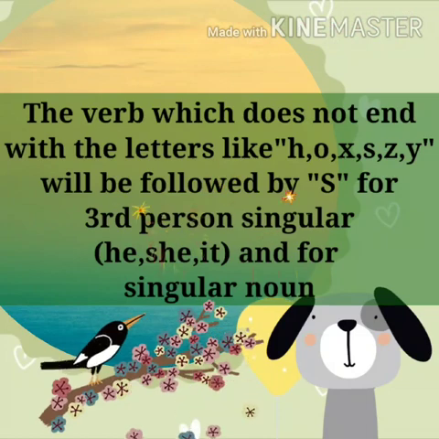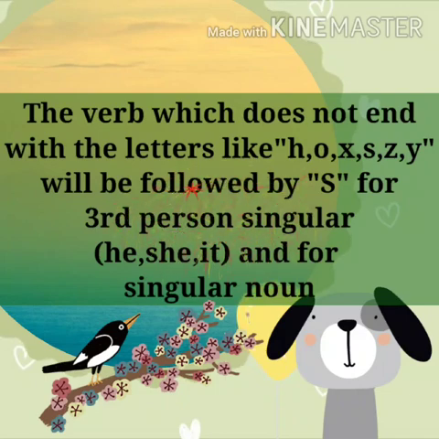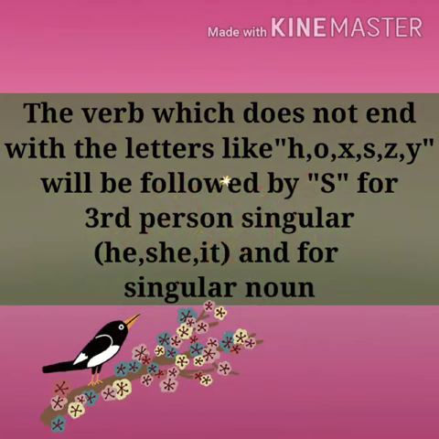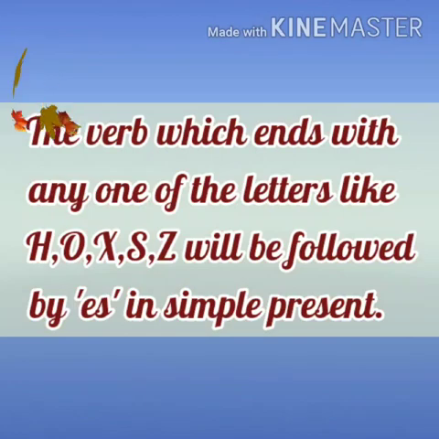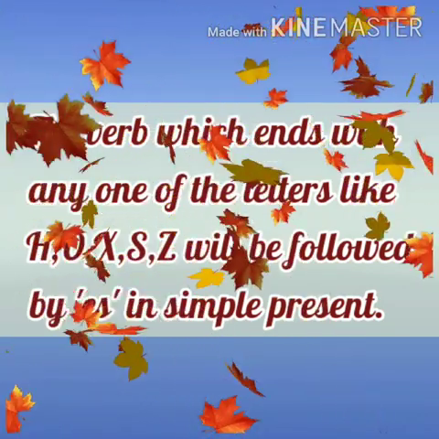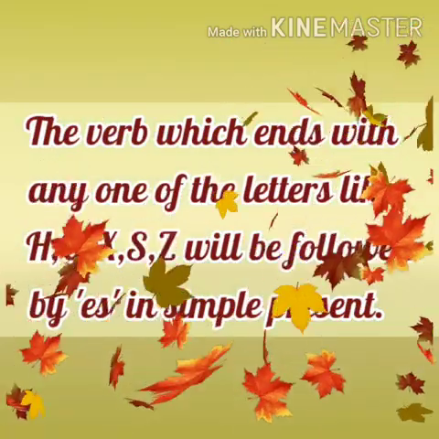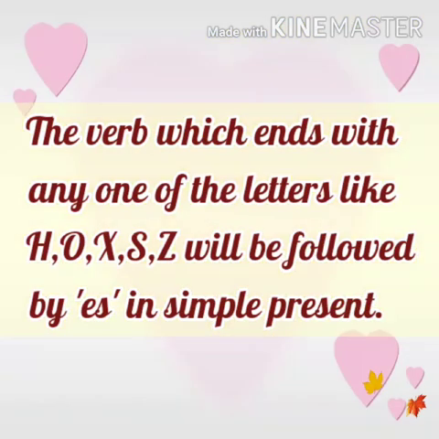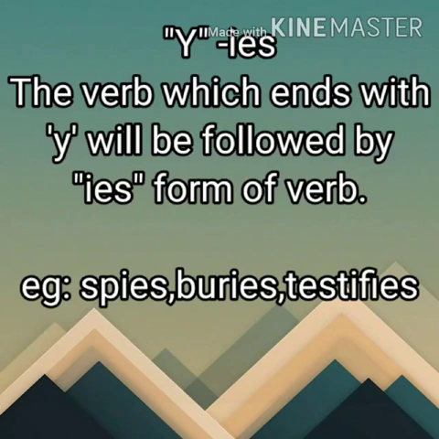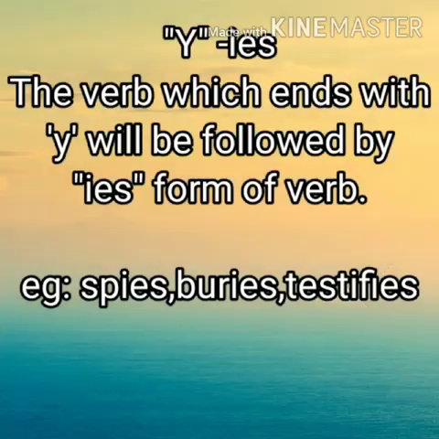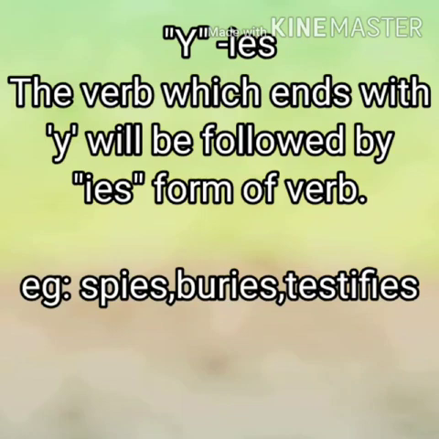Okay, where do we use s form of verb? When the verb does not end with the letters H, O, X, S, Z, Y. The verb should not end with any one of these letters. For those verbs, you can use s form of verb. Where do we use es form of verb? When the verb ends with any one of the letters like H, O, X, Z, it will be followed by es form of verb, which means along with the verb, es should be added. And when the verb ends with y, instead of y, we are supposed to add ies. For example, try, tries, fry, fries, cry, cries. This should be used only for third person singular in present tense.